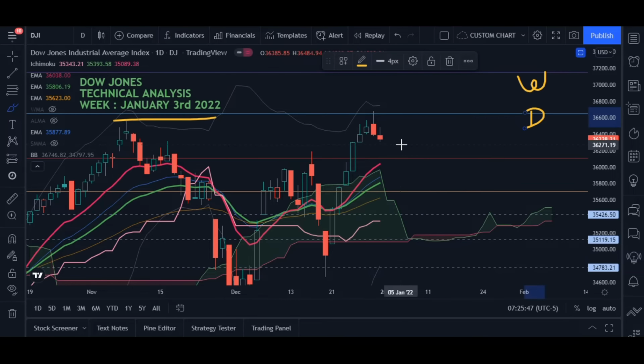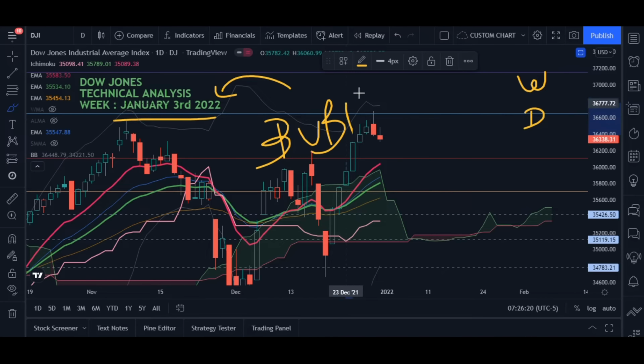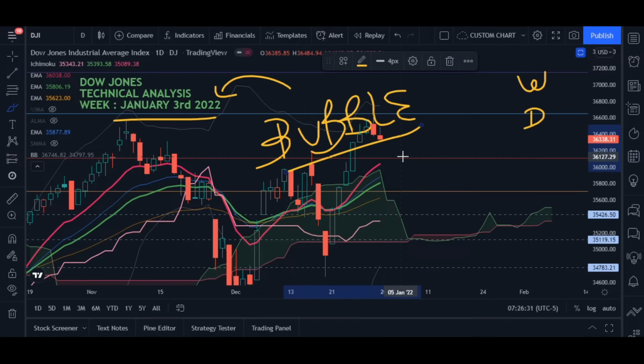Also, I would like to welcome you all to the new year, that is 2022, and this is the year of bubble. So year 2022 is the year of bubble, and this particular bubble is not seen in Dow but in S&P 500 index.